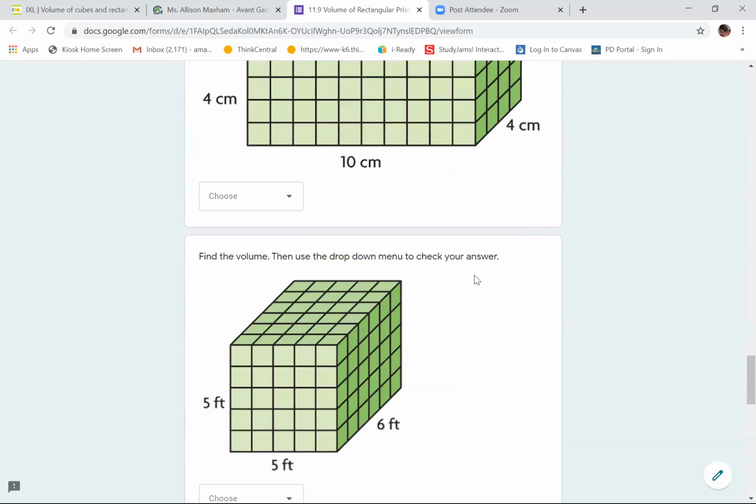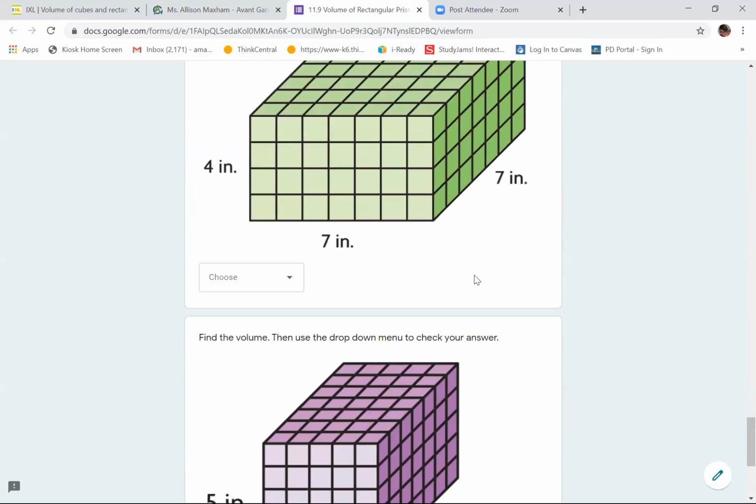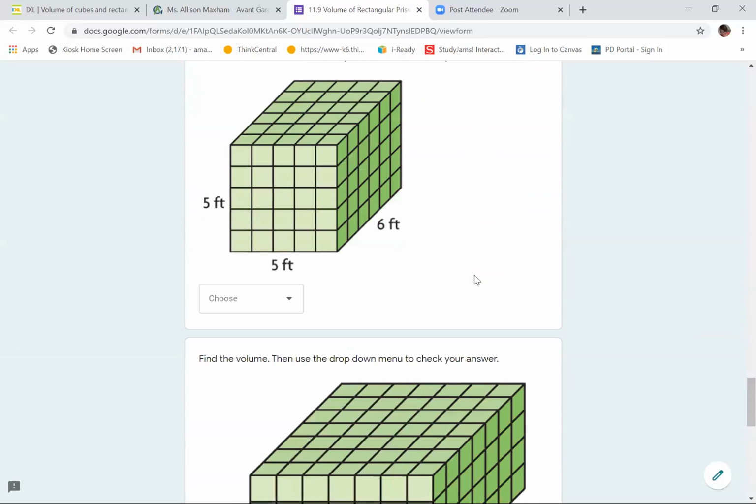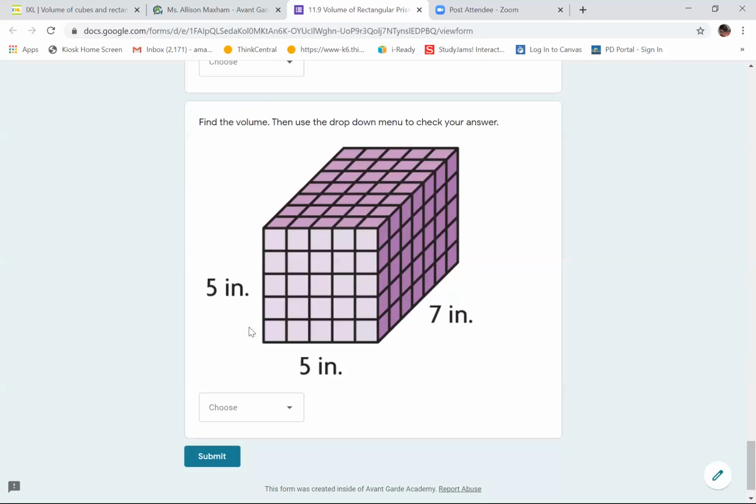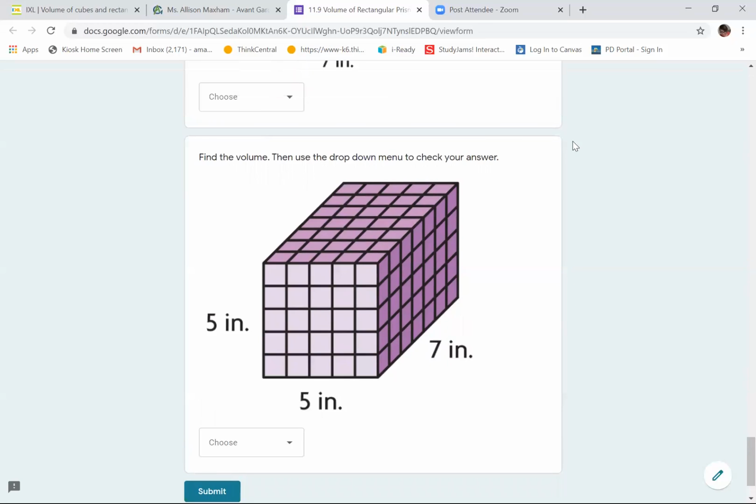And let's see. Oh, look, there's some more practice, more practice. Here, did I give you the challenging ones here? Nope, the challenging ones are for tomorrow. So here you're just going to practice multiplying the length times the width times the height, and then checking your answers. All right, have fun.